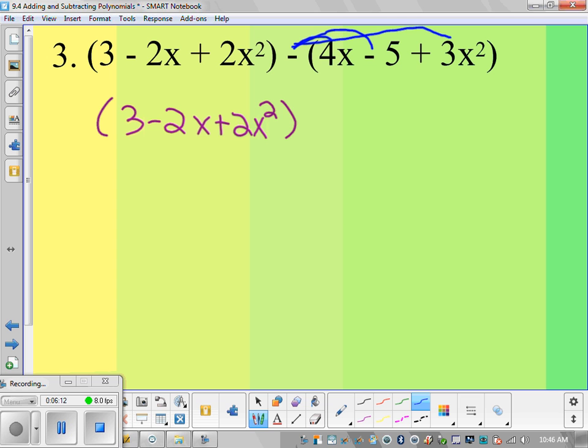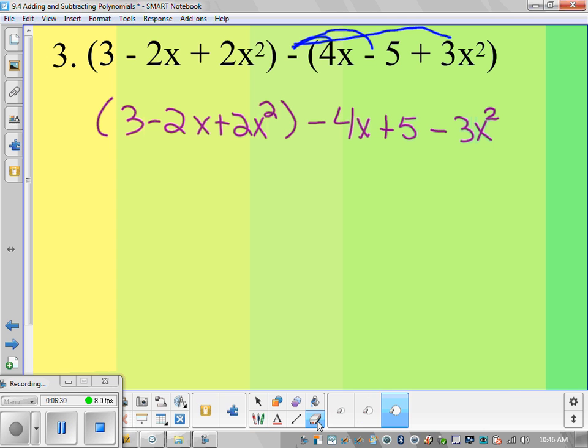If I now distribute that negative, that would become a negative 4x, a positive 5, and a minus 3x squared. That is because I am multiplying a negative times the original signs. Now that I am done, I can combine my like terms. Pay attention and watch the signs in front of the numbers. If I take the largest exponent first, I would be combining 2x squared and negative 3x squared.